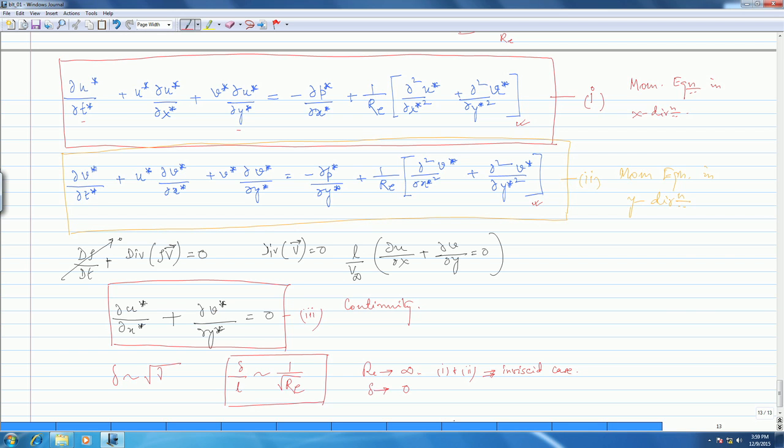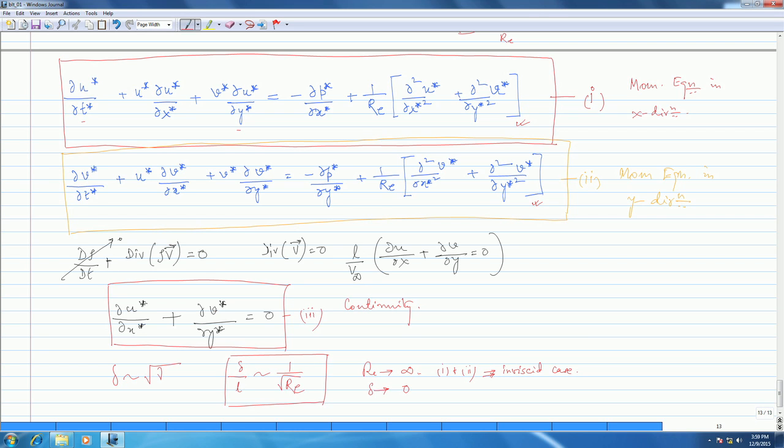I did a nice job of non-dimensionalizing everything and so on and so forth, but I can't use this in the boundary layer. So let us see what we will do. The first things first, what we will do is that we will assess the order of magnitude of each term in this equation.